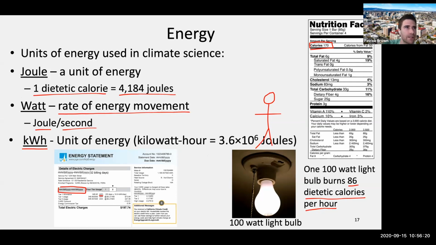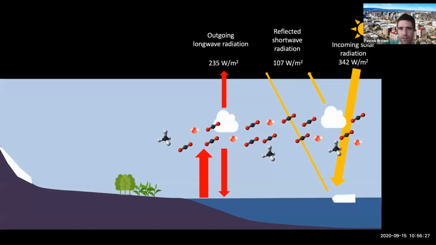So going back to this energy budget slide here, I use watts per meter squared. I'm taking the joules coming in from the sun, dividing it by seconds, so it's a rate of energy movement. Whenever you see an arrow, it tends to be a rate of movement. And then we tend to divide it by the surface area of the Earth so that it's per meter squared, per square meter.